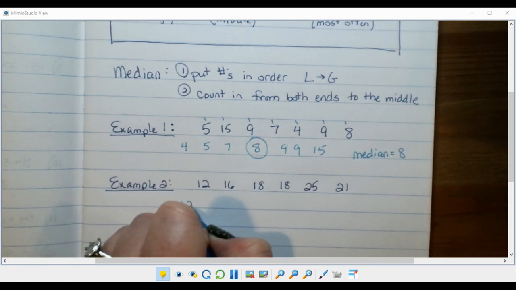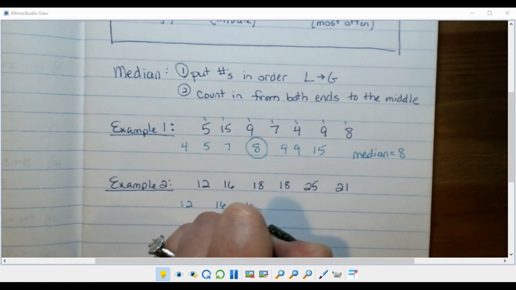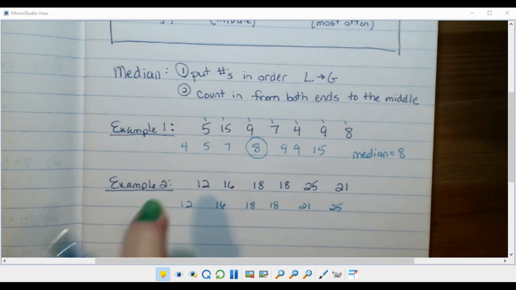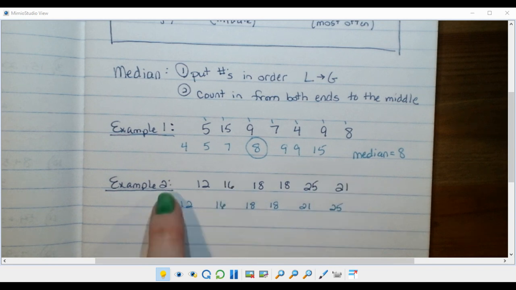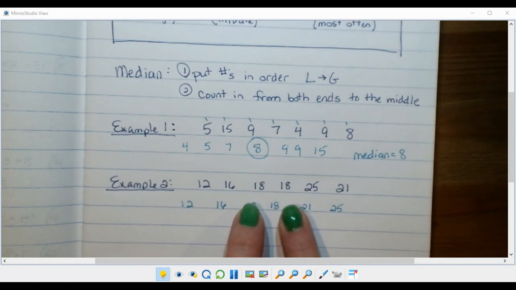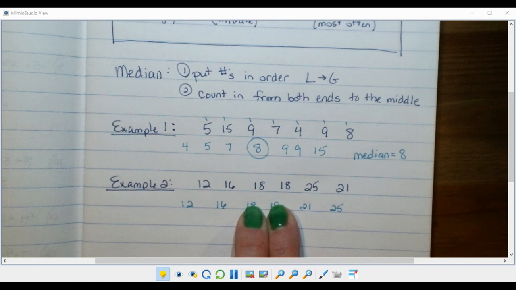We'll have 12, 16. This is almost done for us. The 21 and the 25 need to flip. 1, 2, 3, 4, 5, 6. Okay. Same situation. They're in order. We're going to start at the end and move in. Move in, move in. Unfortunately, I don't have my fingers land on the same number.